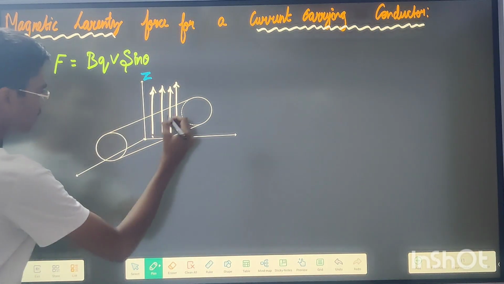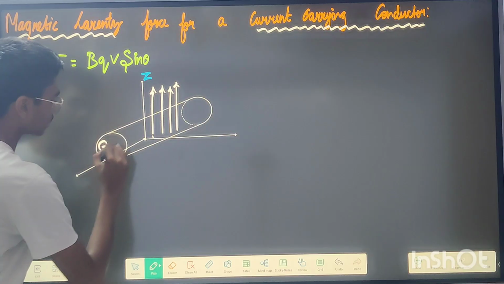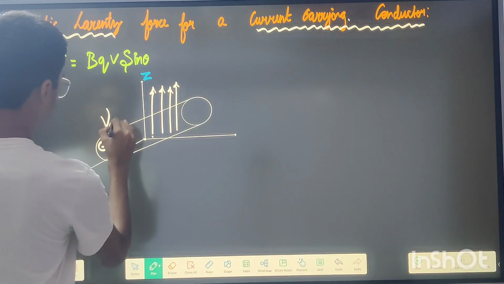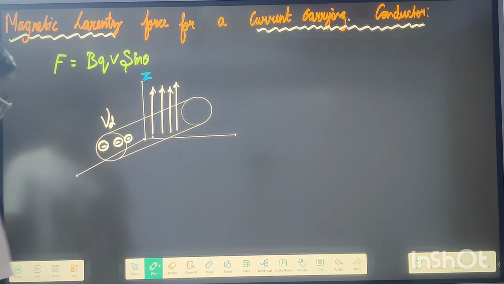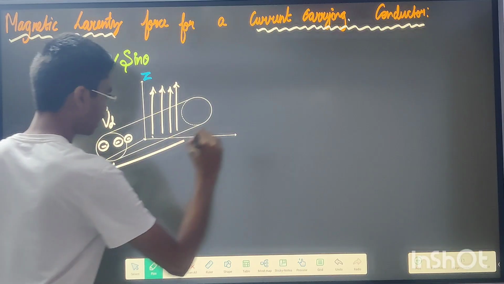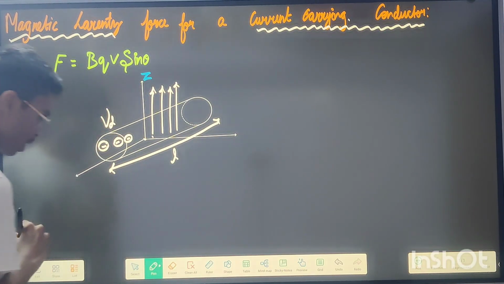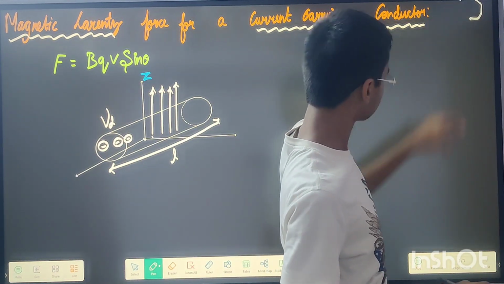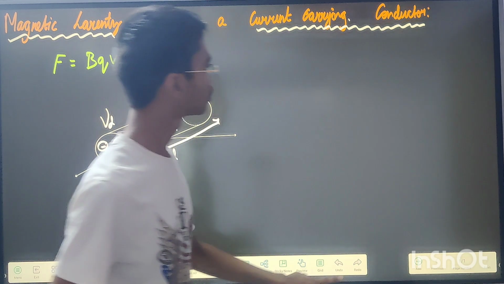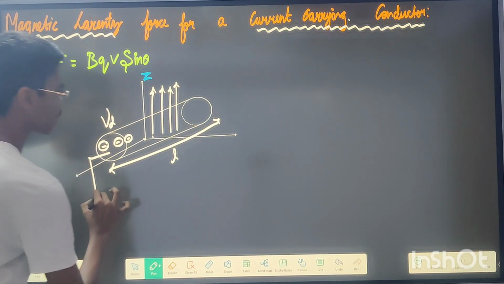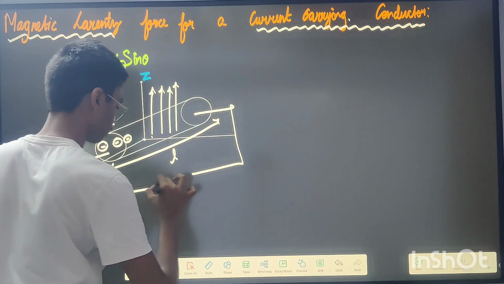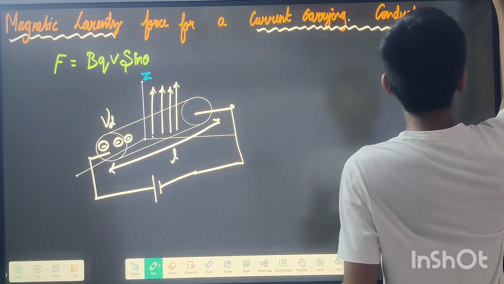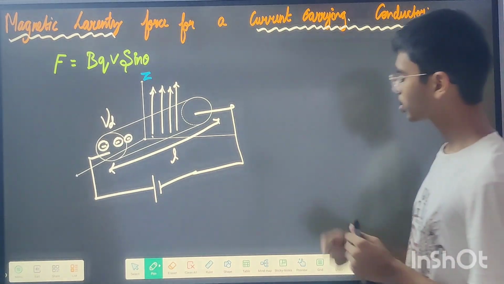There are electrons in this conductor, and these electrons have a drift velocity of Vd. Let the total length of this conductor be L. This conductor is connected to a battery. So this is what the structure is going to be.